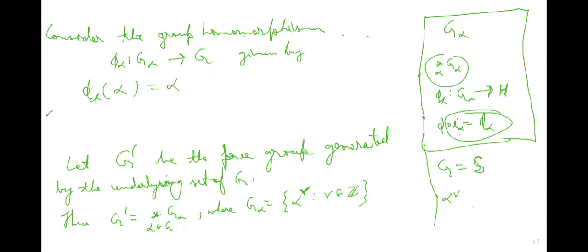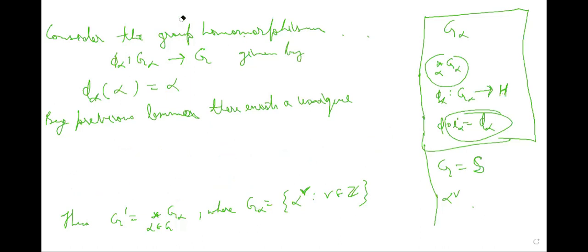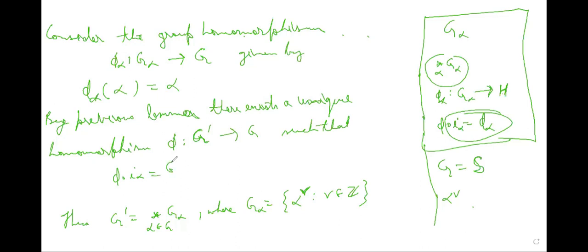So by the previous lemma, there exists a unique homomorphism phi from G prime to G such that phi composed with I alpha is equal to phi alpha.